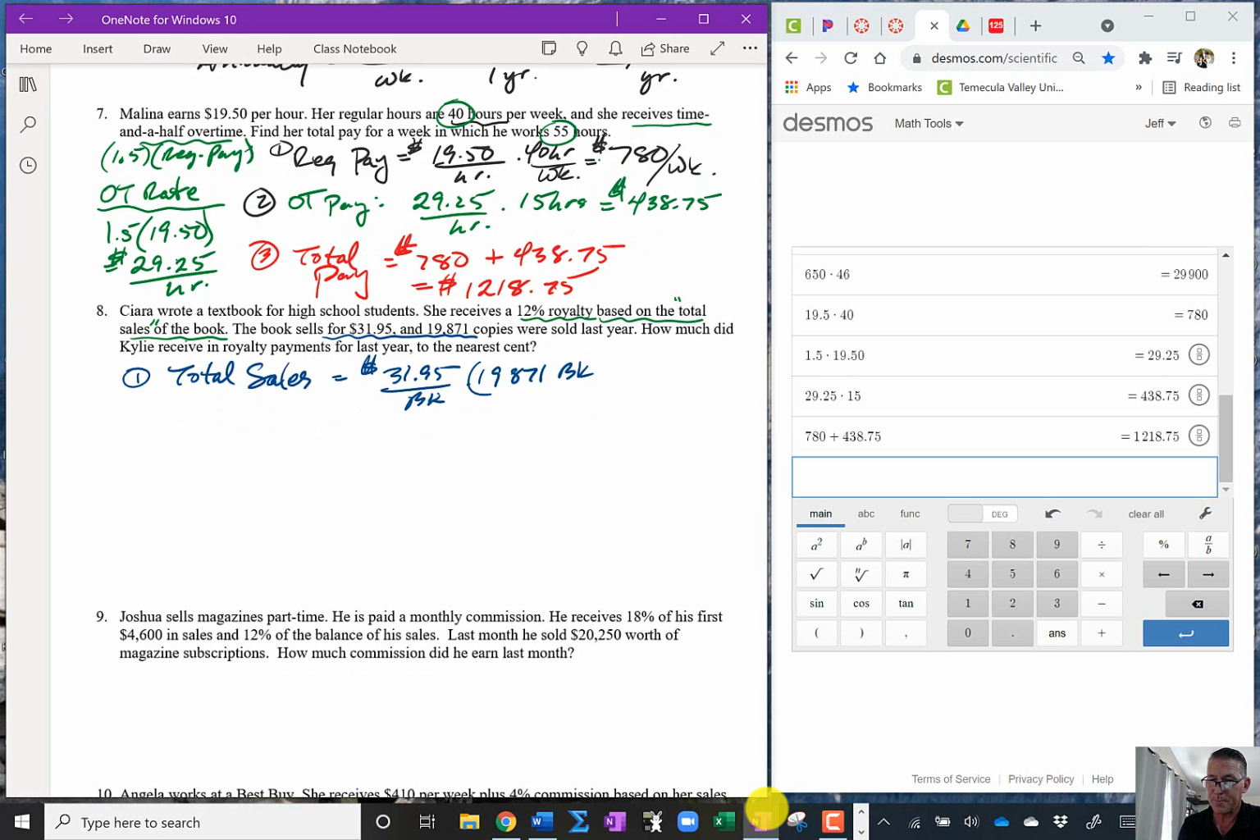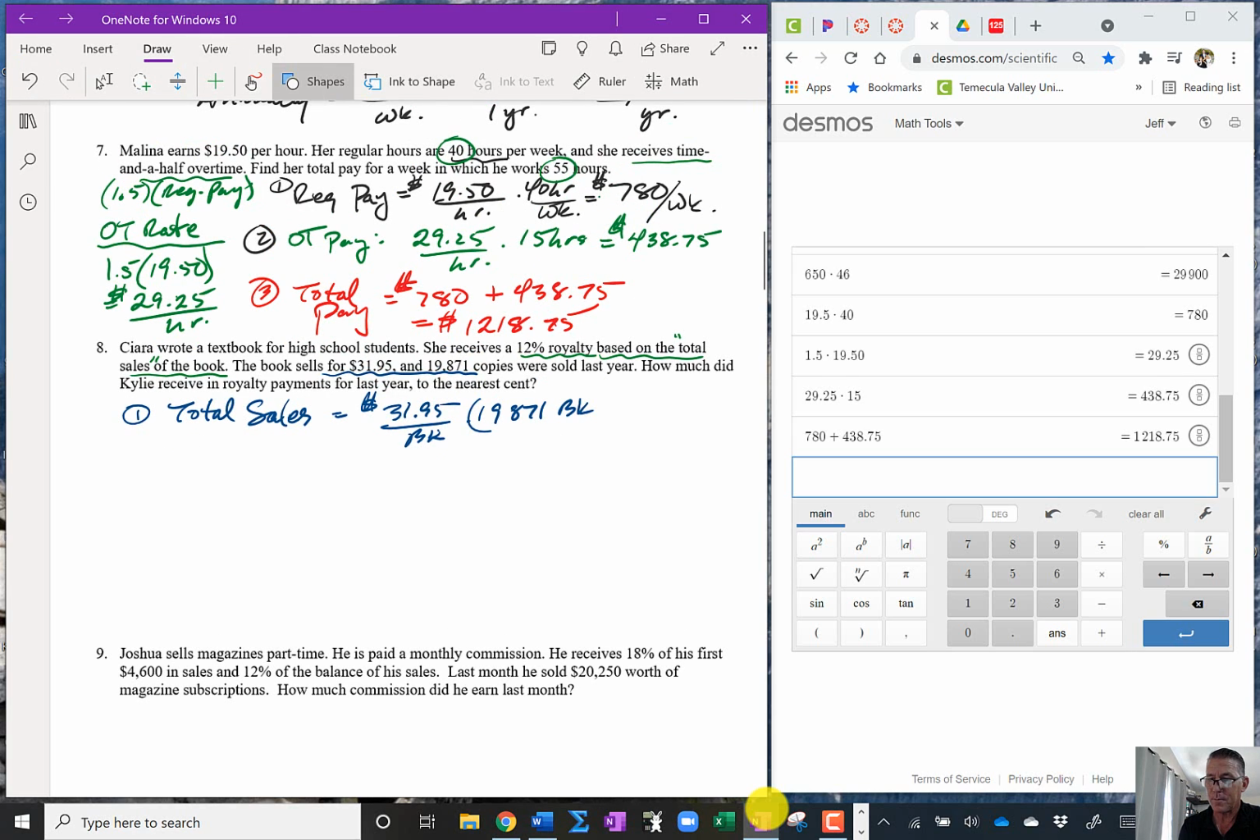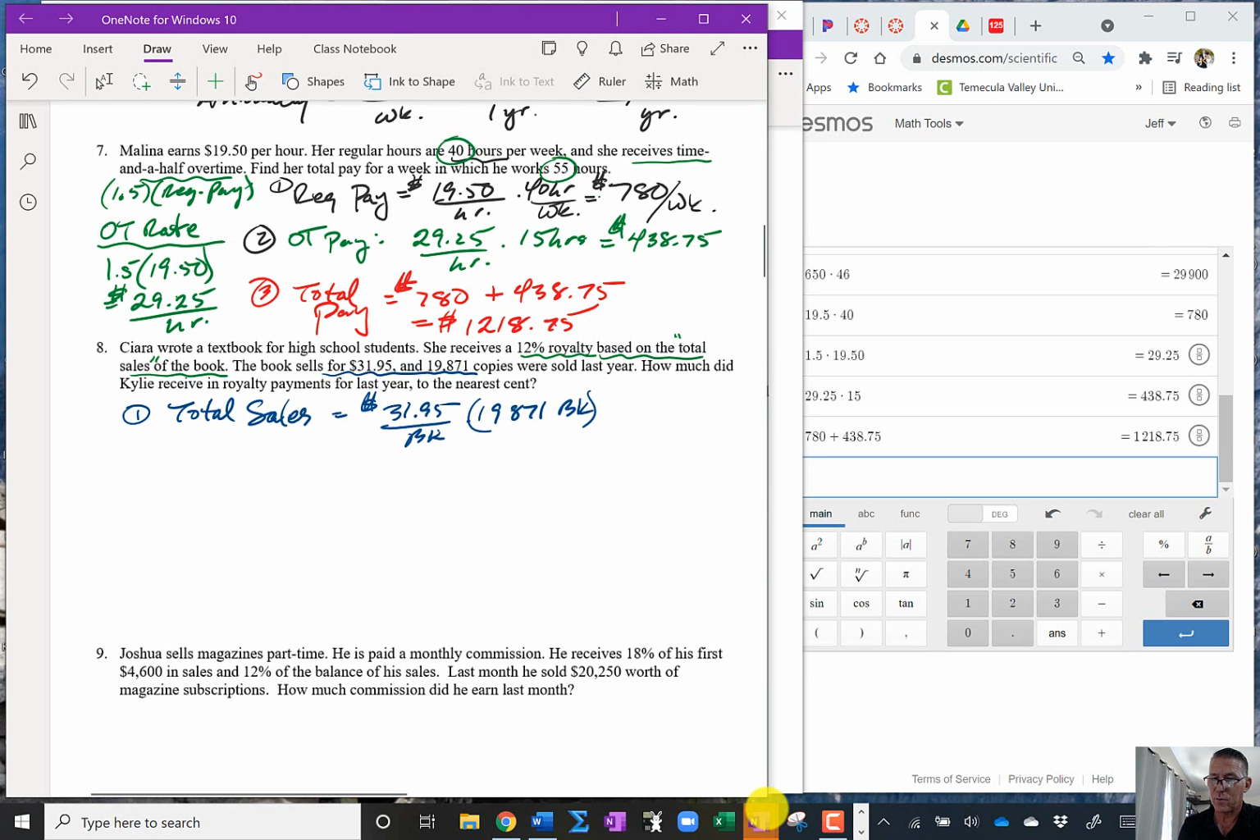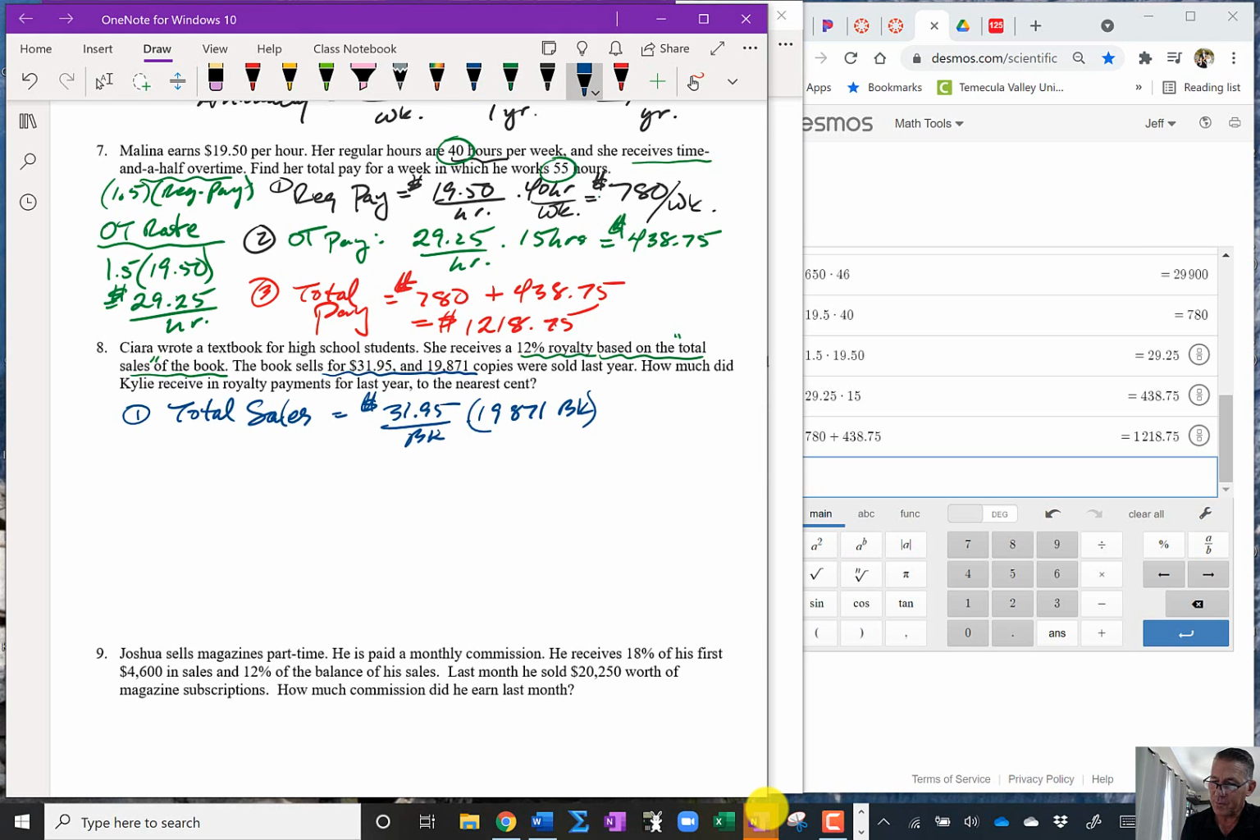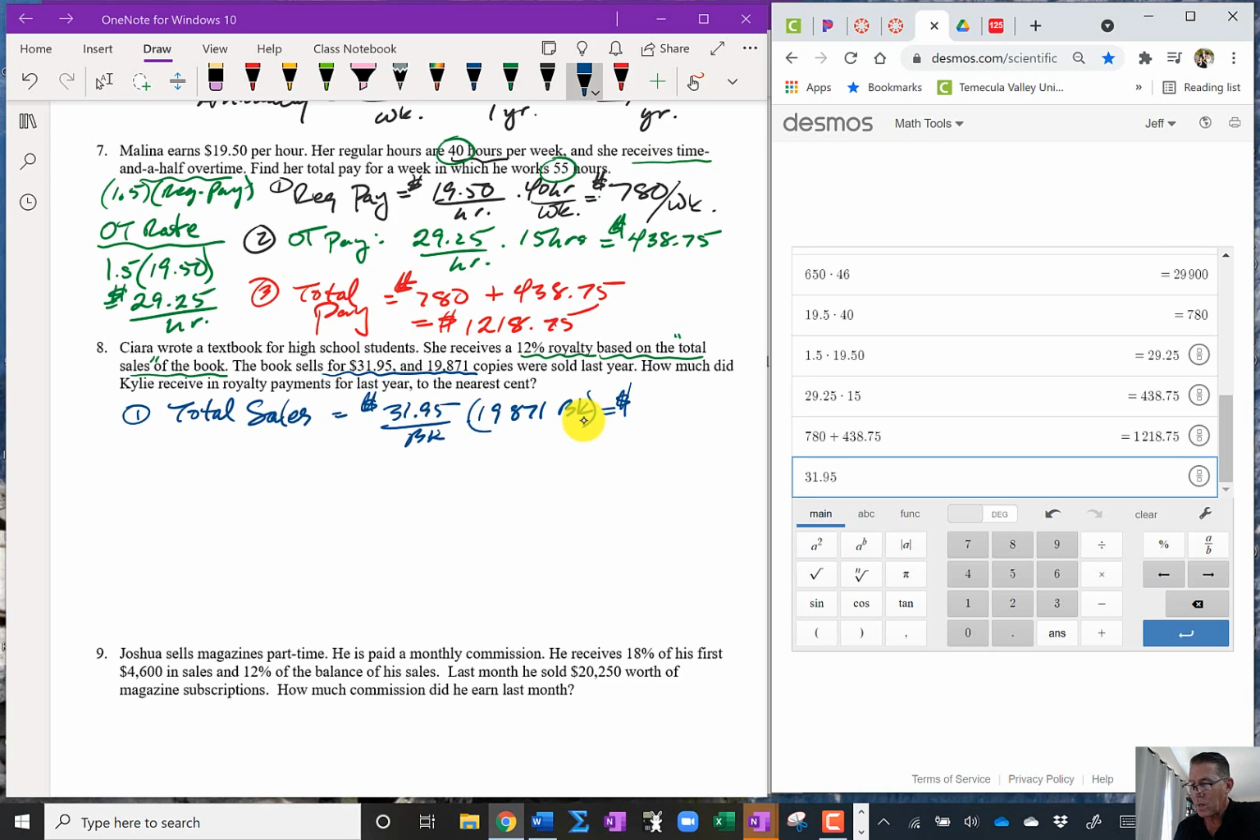Okay, so 31.95 times 19,871 books. Okay, here we go. And that's going to give us a big number here, guys. So 634,000. So $634,878.45. That's the total sales.